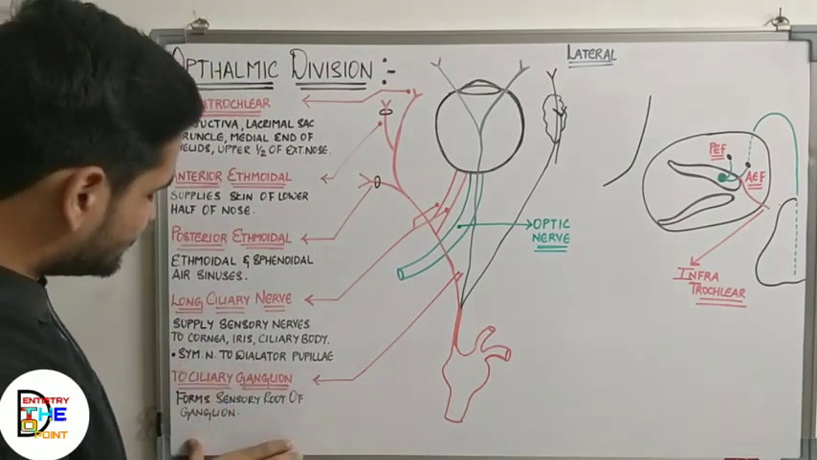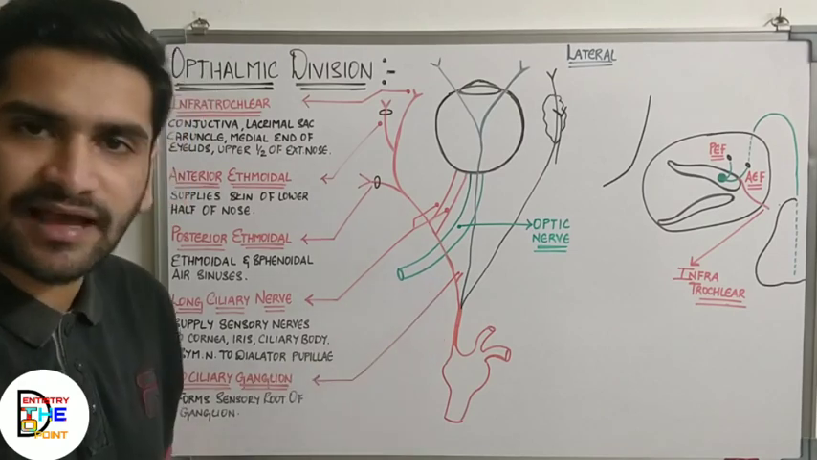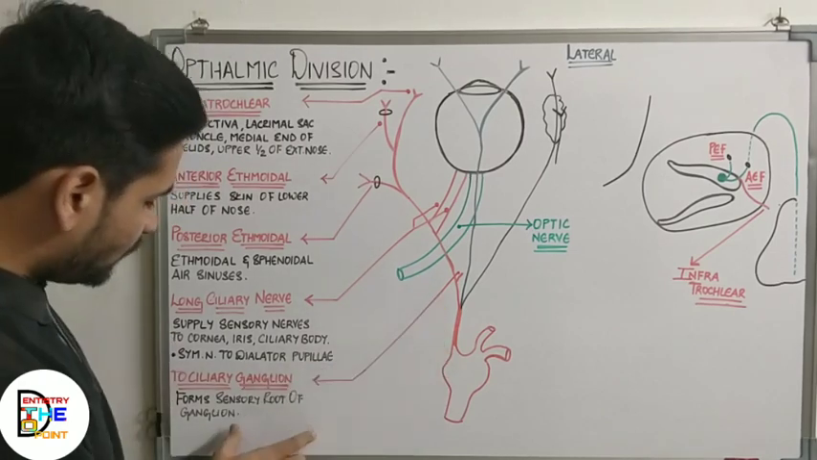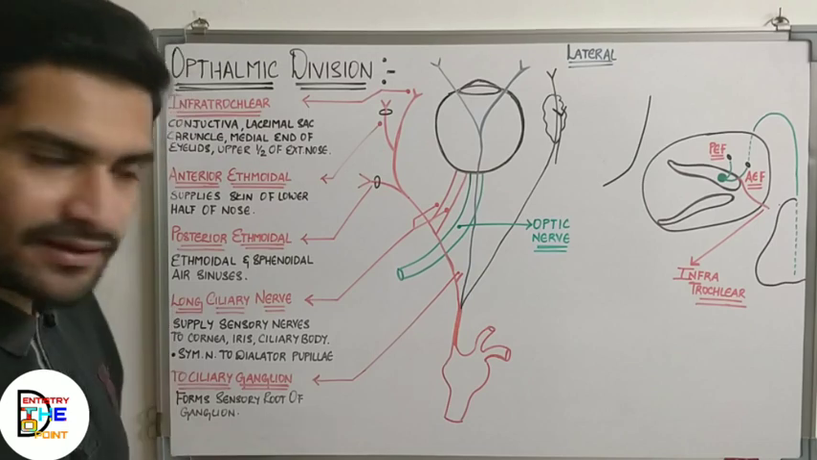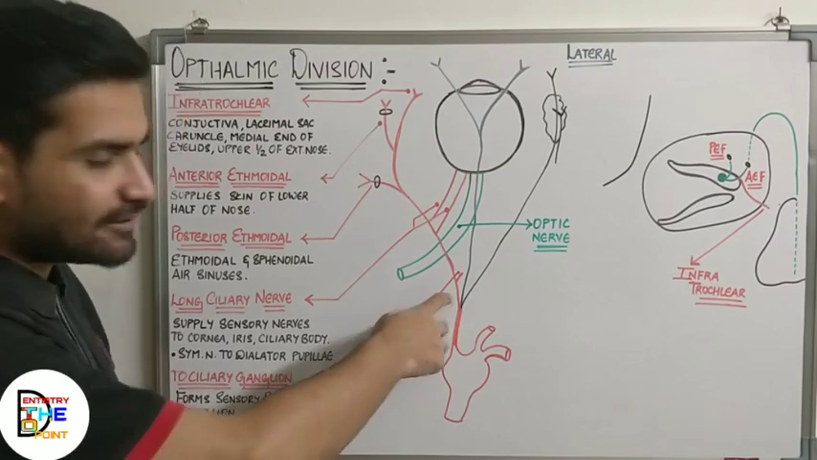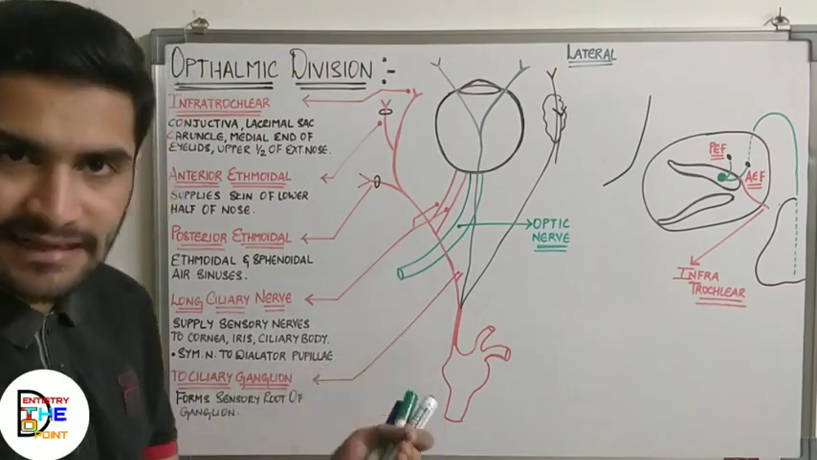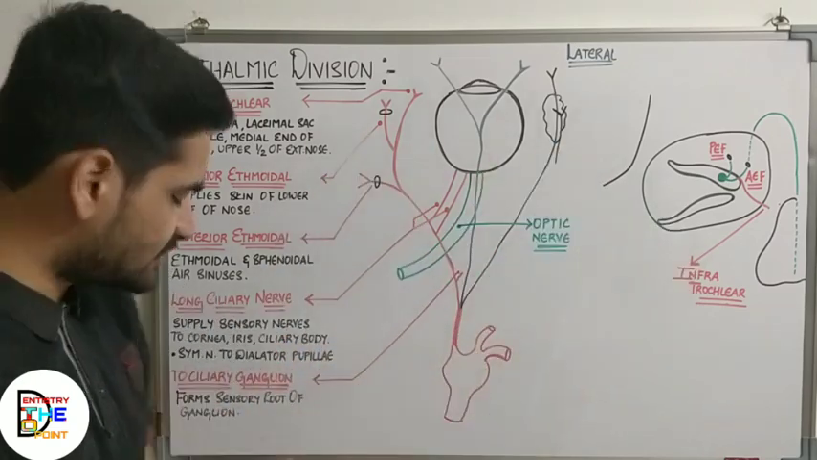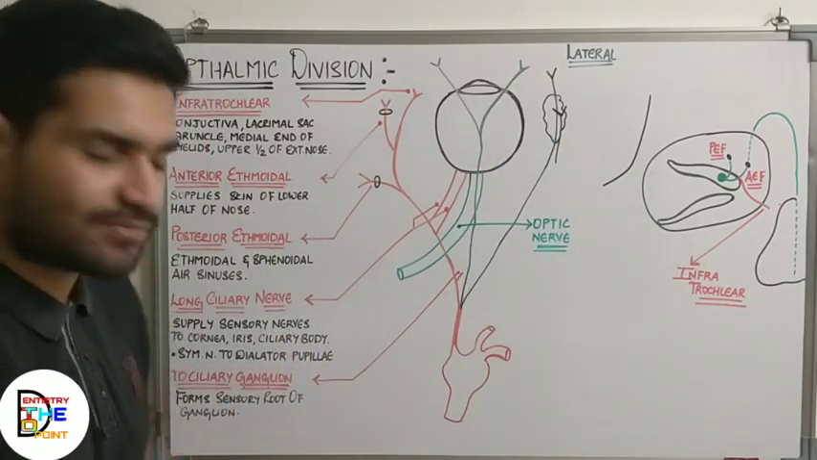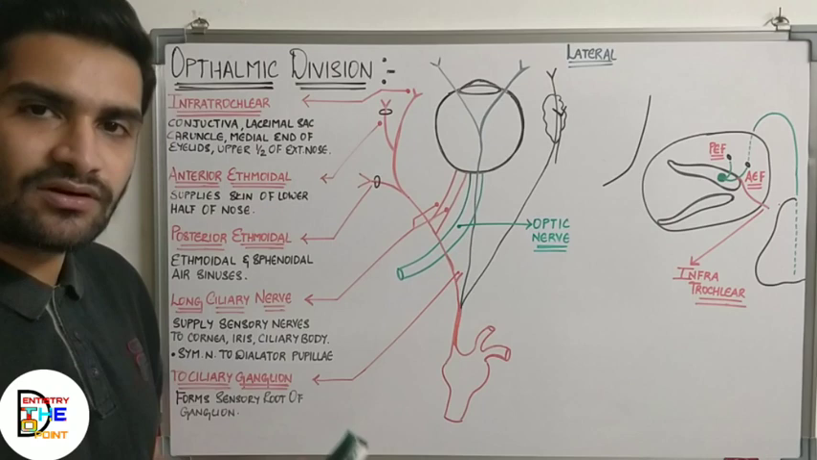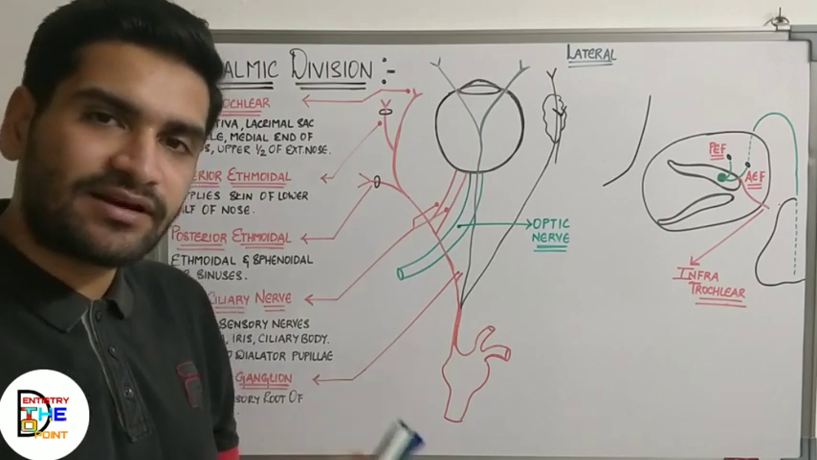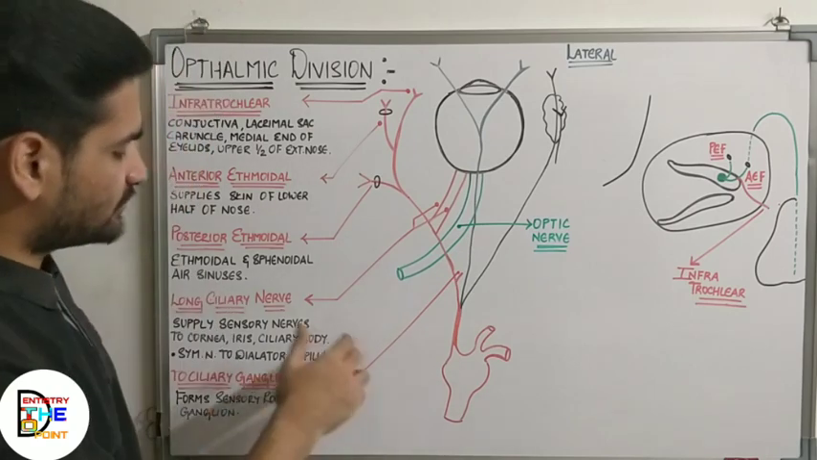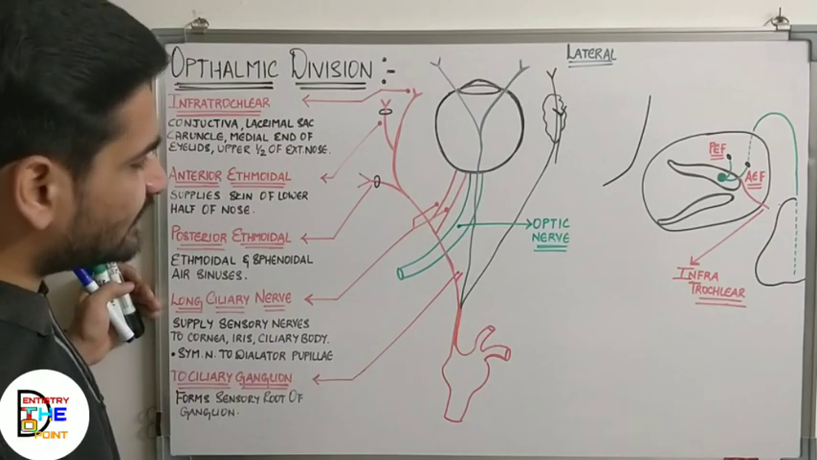Now, firstly we'll start with the branch to the ciliary ganglion. So this branch will form the sensory root of the ganglion. What will it form? The branch which goes from the nasociliary nerve to the ciliary ganglion, what will it form? It becomes the sensory root of the ciliary ganglion. We are going to study the ciliary ganglion in the next videos. And the second branch is the long ciliary.